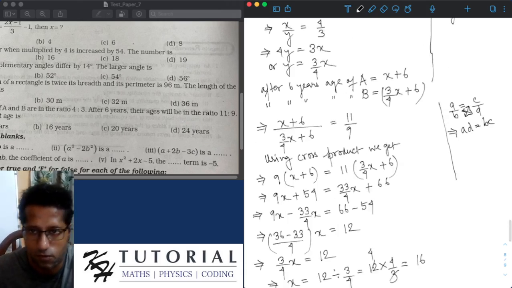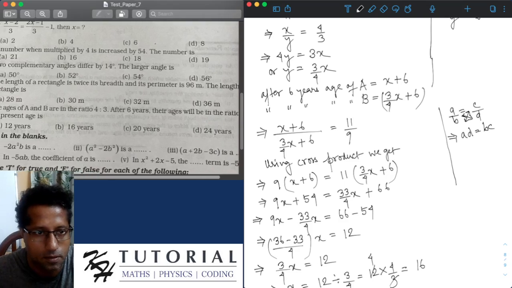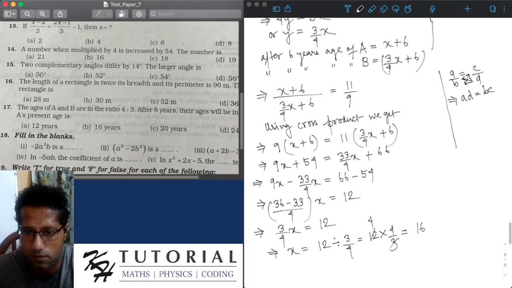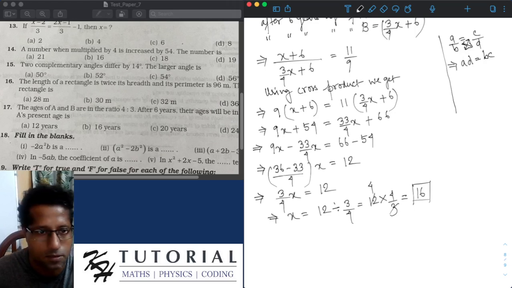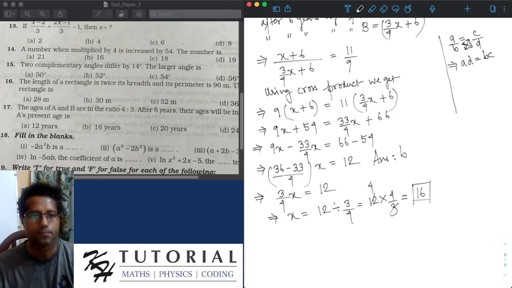And what was x? x was the age of A. And what is the question asking? The question asks the present age of A. So the present age of A is 16. It should be the answer, and we see the correct choice is B.